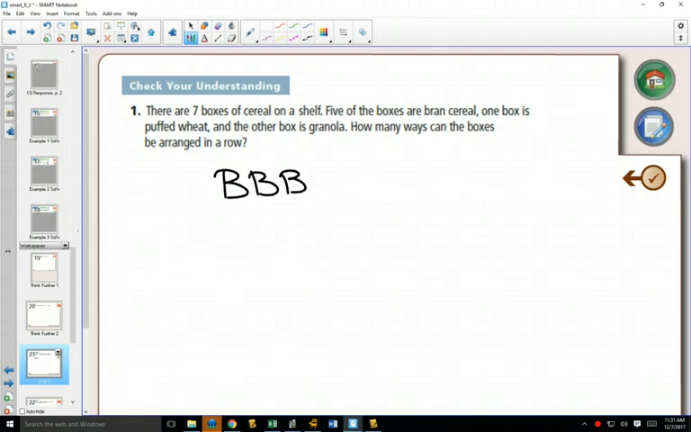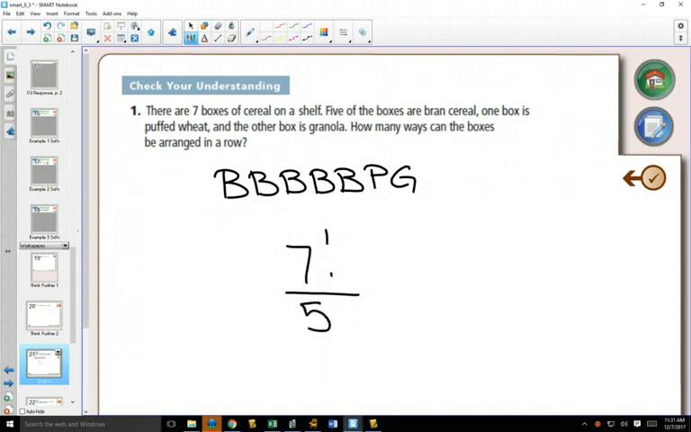Bran, bran, bran, bran, bran, P, G. And so normally it would be 7 factorial, but because we have identical objects, we have to divide by 5 factorial. This is mental math. Can you do that quick? 42. Good.